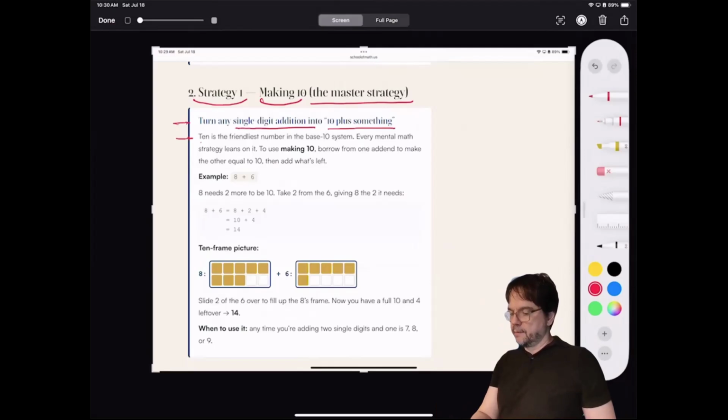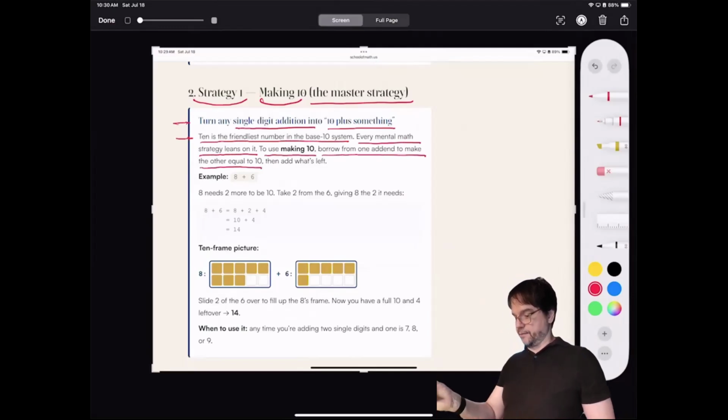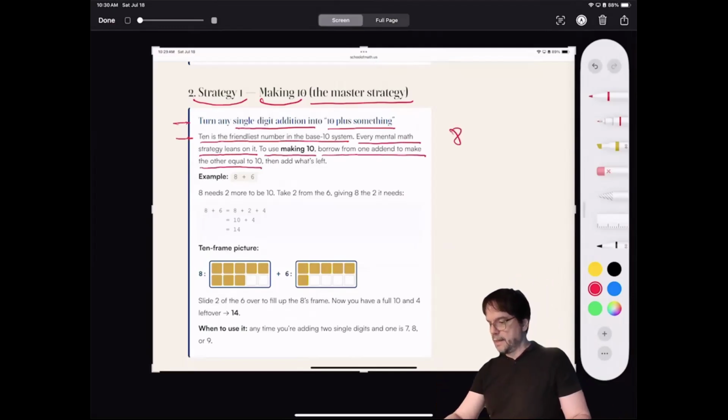Okay. 10 is the friendliest number in the base 10 system. Every mental math strategy leans on it. To use make 10, borrow from one addend to make the other equal to 10. Okay, let's see this. For example, 8 plus 6.